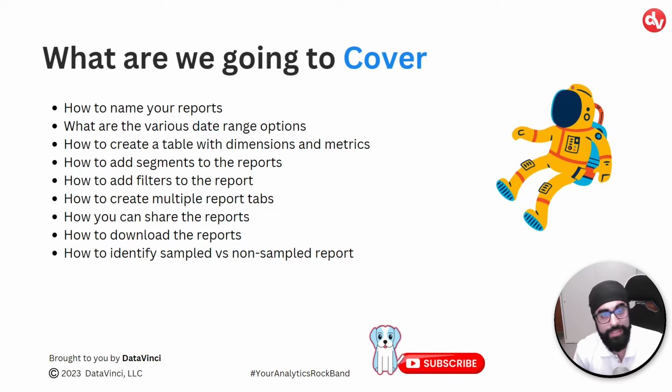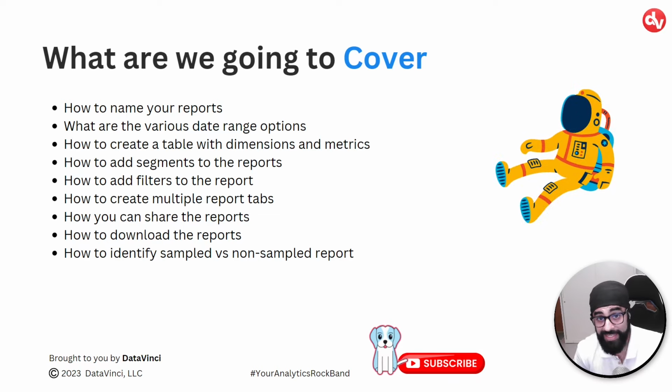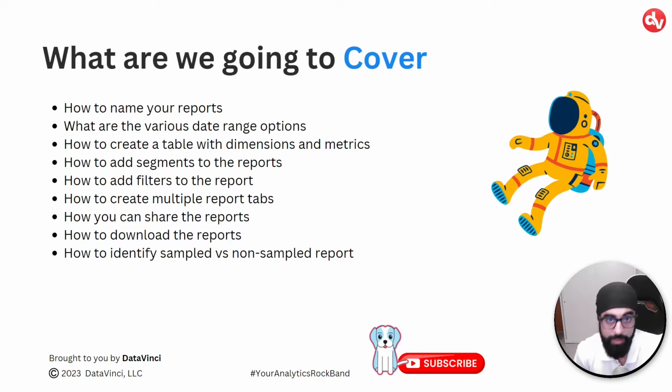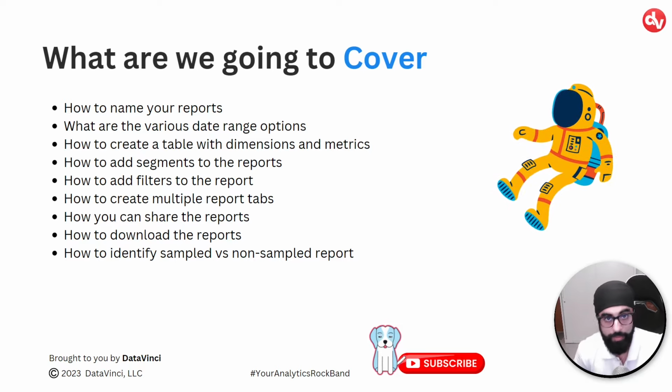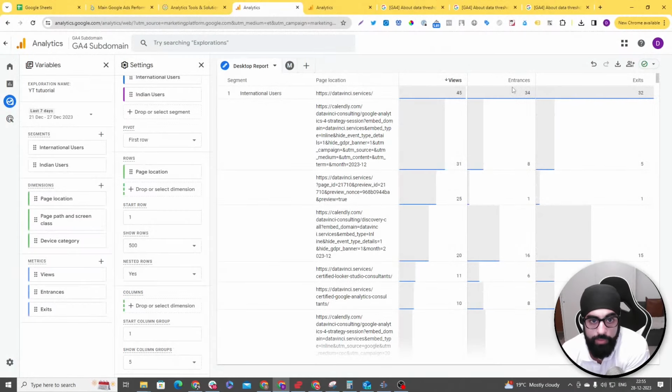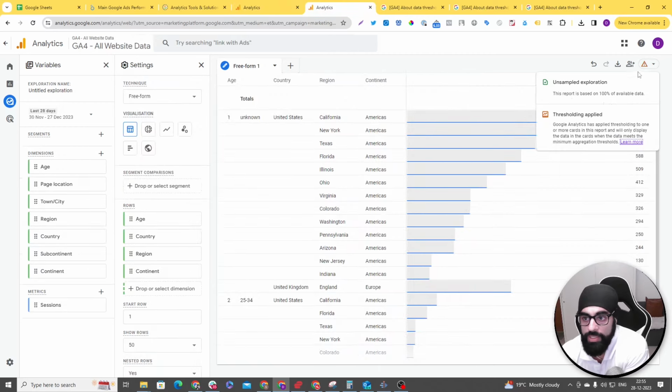Okay, finally, let's see how we can identify whether the data in our reports is based on sample data or non-sample data. To check whether thresholding has been applied or not, you need to go to the top right corner, and here if you see a check mark, right? So you are getting 100% of data, there is no sampling. But if you see this caution, that means thresholding has been applied.